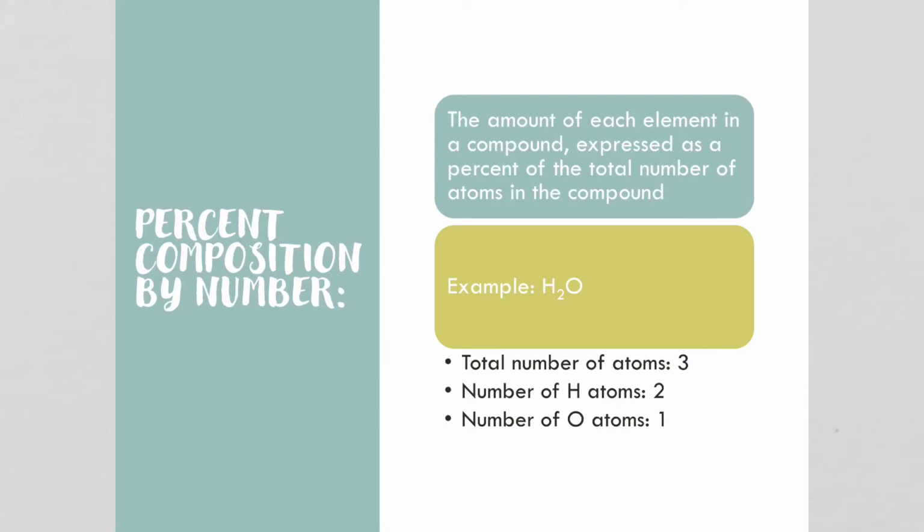To determine the percent composition by number, you would take the amount of each element in a compound expressed as a percent of the total number of atoms in the compound. So if you were to take a look at water, the total number of atoms is 3, and the number of hydrogen atoms is 2, and the number of oxygen atoms is 1.